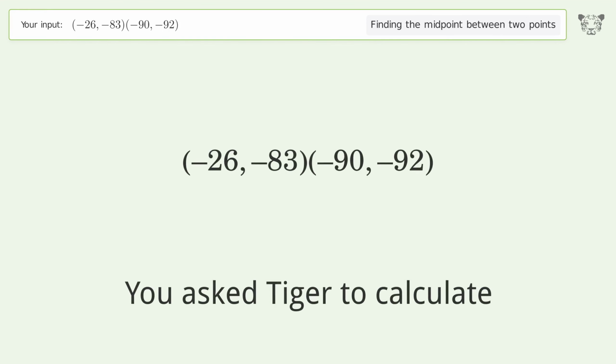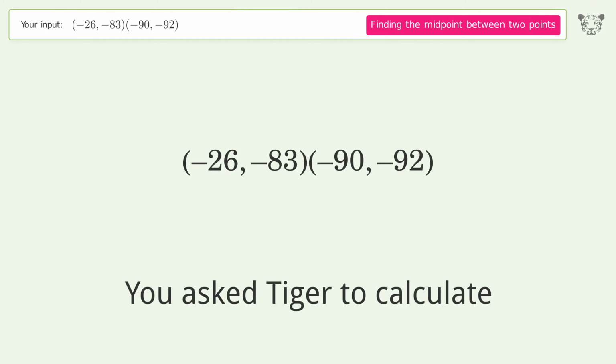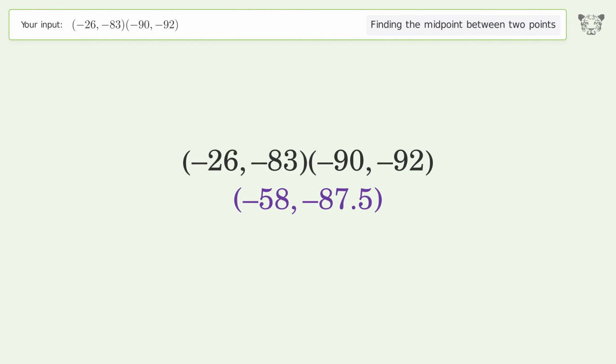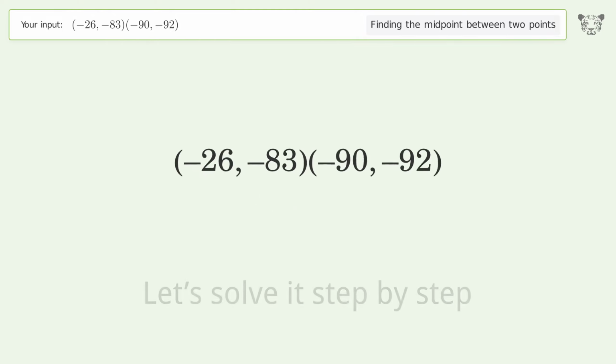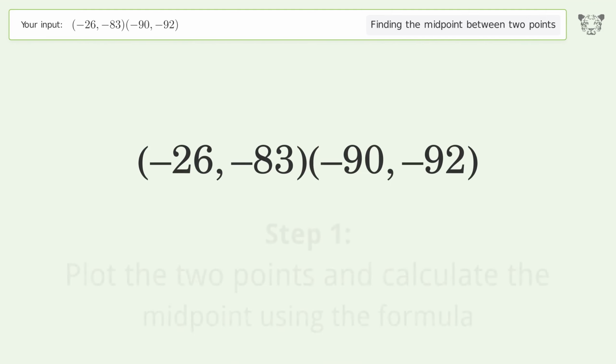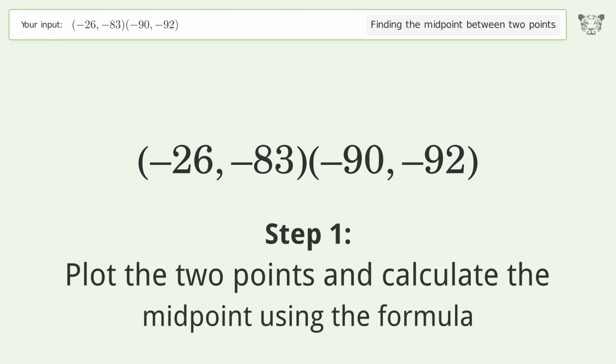You ask Tiger to calculate. This deals with finding the midpoint between 2 points. The midpoint between the 2 points is -58, -87.5. Let's solve it step by step. Plot the 2 points and calculate the midpoint using the formula.